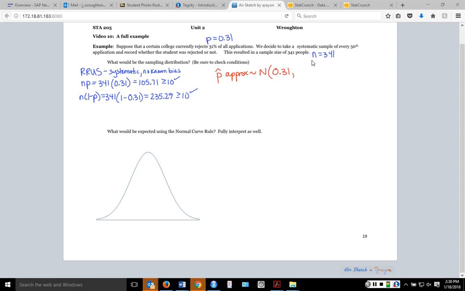And then I need to find my standard deviation, which remember is the square root of p times 1 minus p over n. And I know both p and n to plug into my formula here. That we get to be 0.0250. So that will be our standard deviation up here.